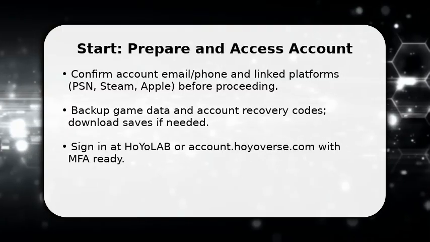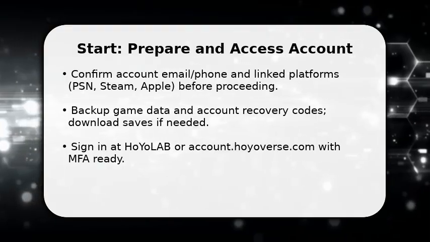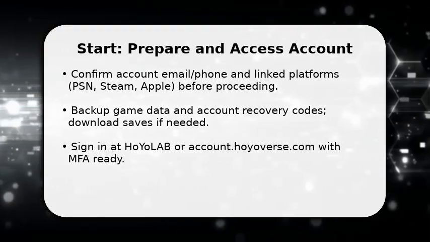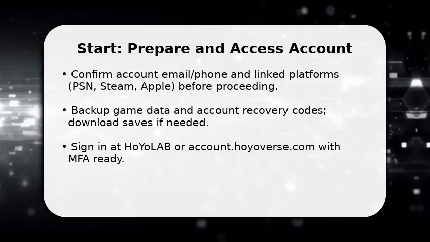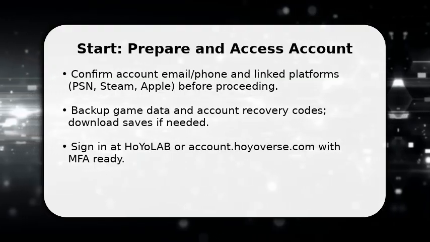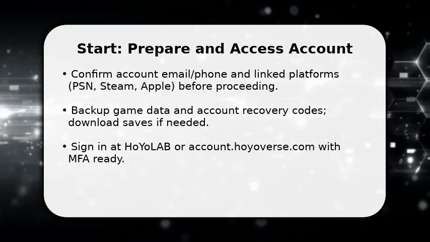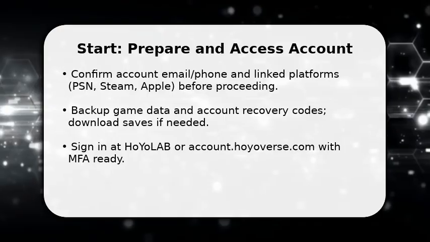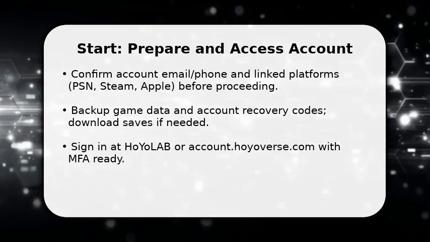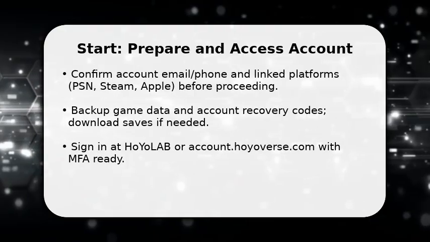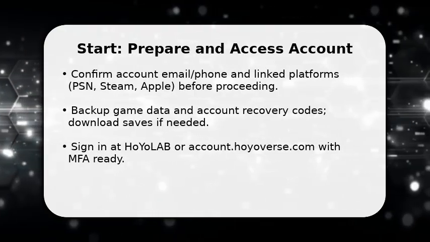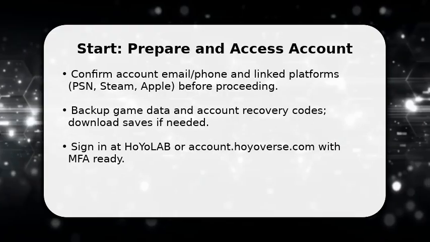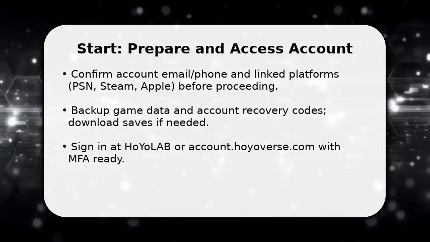You begin by verifying the exact account you want to unlink. Confirm the email or phone and any linked platforms like Steam, PSN, or Apple. Once done, backup saves and recovery codes so you don't lose progress. This prevents data loss. Next, sign in to Hoyoverse or the Hoyoverse account portal and have your two-factor method ready. Make sure to note which platform connections you'll remove so you can reverse the process if necessary.